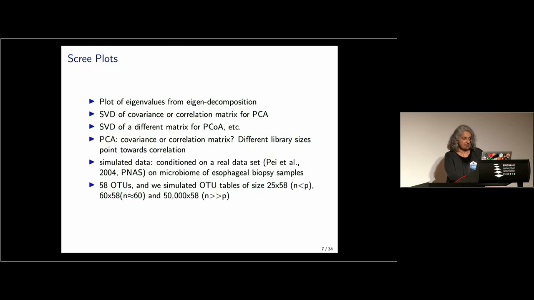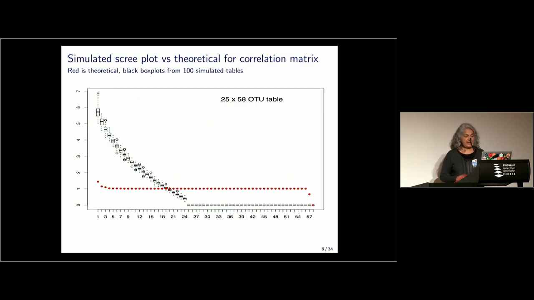Okay, so Scree plots, I think we know quite a bit about these. This is simulated data I'm going to show you, where we have 58 OTUs. First we simulated 100 tables with 25 samples and 58 OTUs, so 25 by 58 tables. The red plot is the theoretical Scree plot, the true one, and this is what the Scree plots look like. So there's a nice break here. This is the correlation matrix. The reduced dimension should be 2, maybe 3, but the Scree plot comes down very gradually.